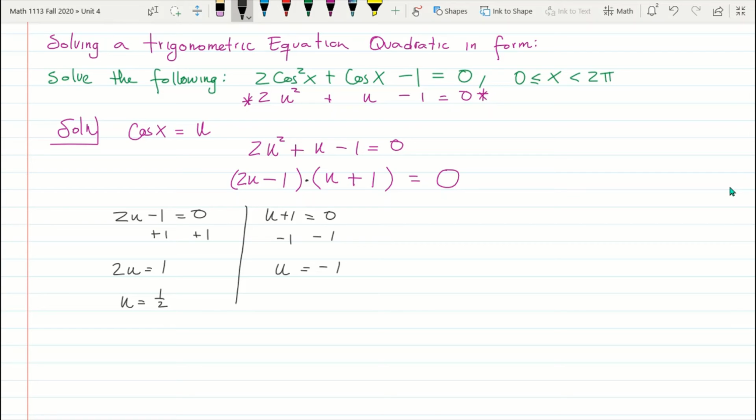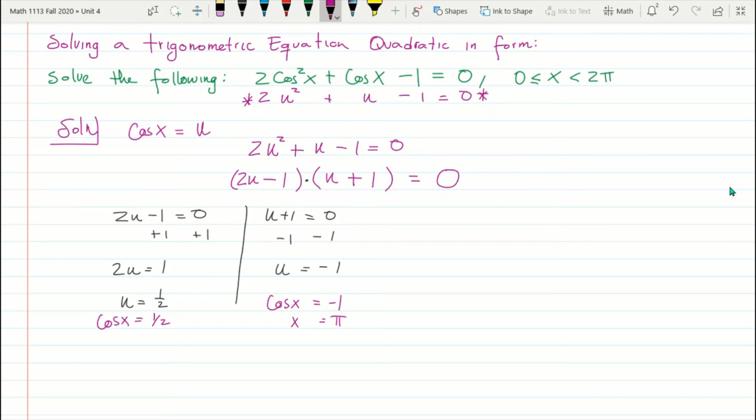But don't forget that I'm not really solving for u. I'm looking for x. So I have to go back to the original form and remember, u was really cosine of x. We just changed it so that it was easier for us to see. So now we have cosine of x equals 1 half, and cosine of x equals negative 1. So what can we do now? Cosine of x equals negative 1 happens only when x equals pi. Right? So that hopefully is an easy one.